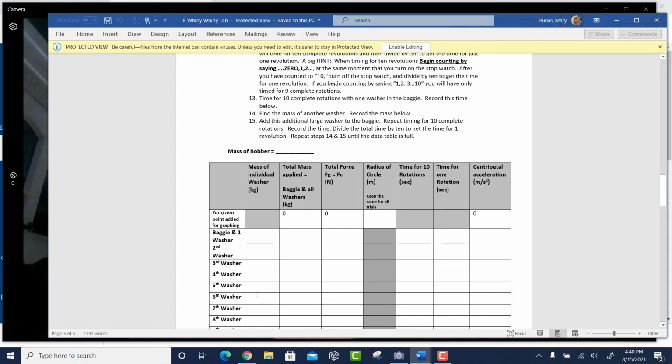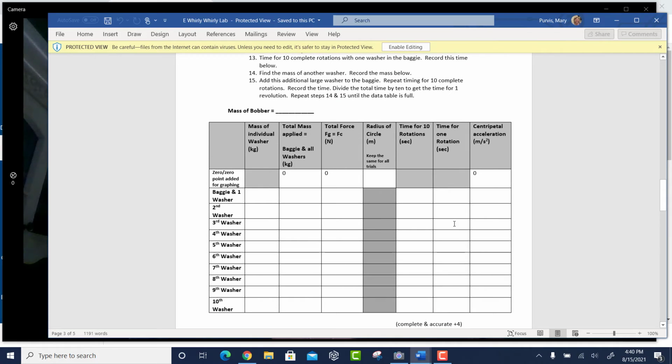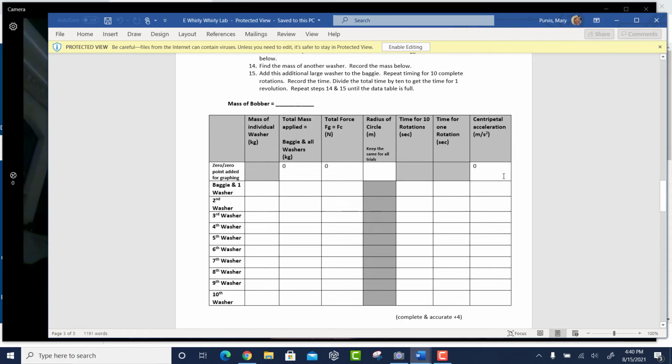So you're going to have the mass of the washers. You're going to keep adding those washers. You're going to keep the radius constant. Eventually, you want the time for one rotation. You're going to use this information, the time and radius, these two columns. Use that plus an equation to calculate centripetal acceleration.